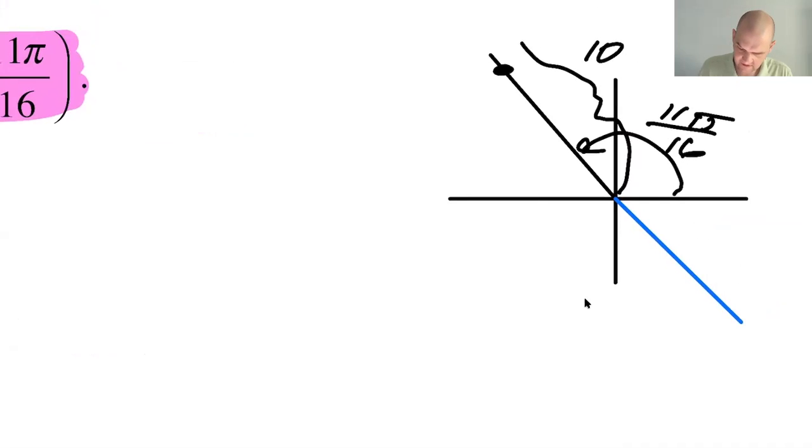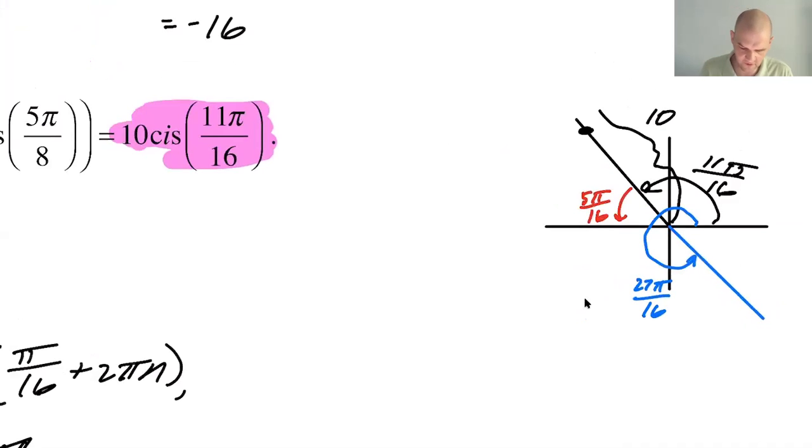Reference angles, right? This is 5 pi over 16. So I'm gonna say that the blue angle is 5 pi over 16 short of 2 pi. 2 pi is 32 pi over 16, minus 5 pi over 16 is 27 pi over 16. Okay, so another way of writing this, I think, is negative 10 cis 27 pi over 16. And so, do we need to do this? I'm not sure of the answer of that.